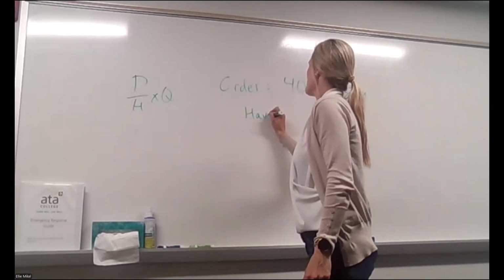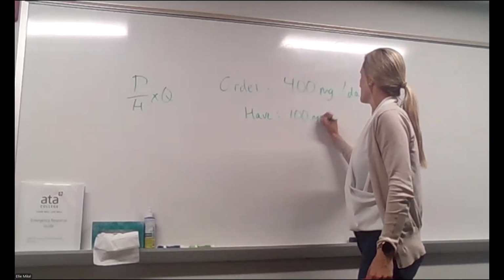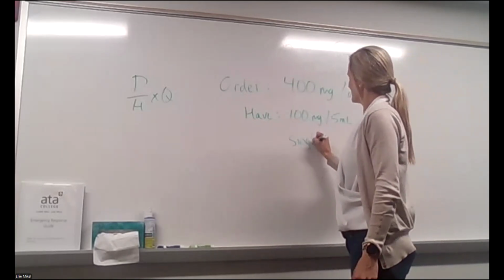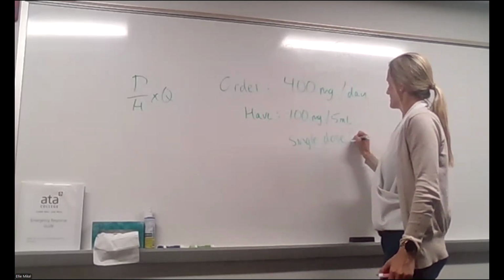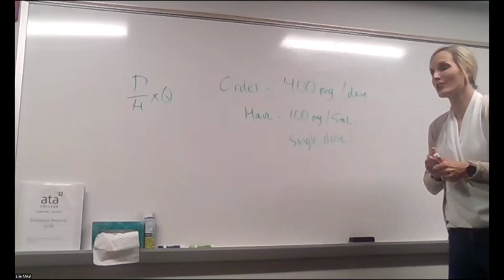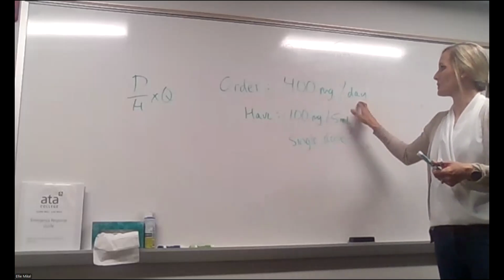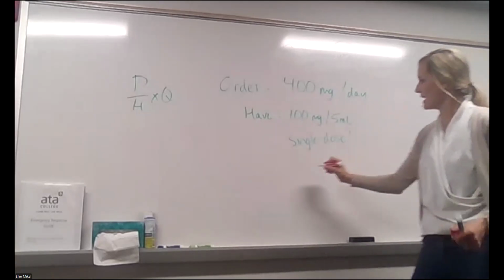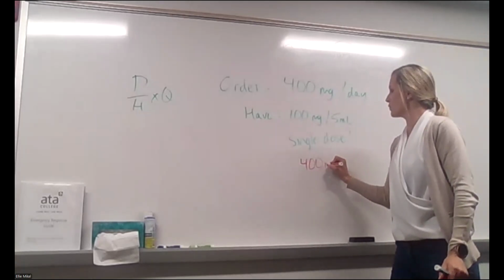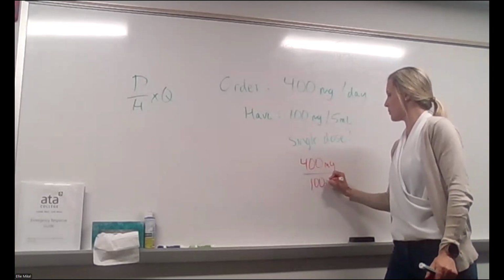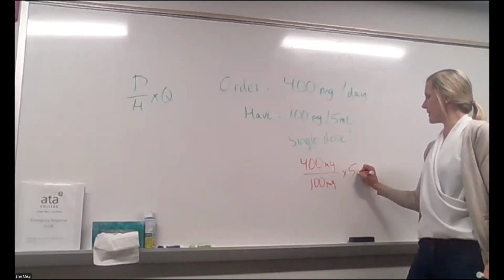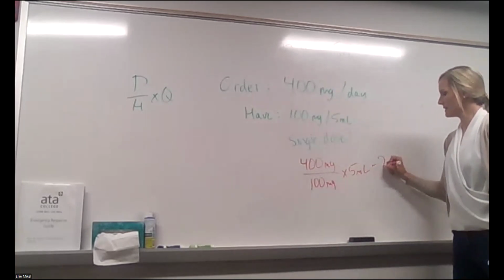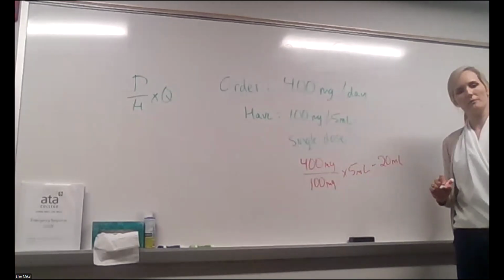And then same thing, we have a medication that is 100 milligrams per 5 milliliters. And then it asks for the single dose. So again, the idea here is to remember that the order dose was told as the daily, that it's 400 milligrams per day. So when I calculate this out in the D over H times Q formula, 400 milligrams divided by 100 milligrams per 5 milliliters. So there's D, H, and Q. That's where that came from. Again, I still get 20 milliliters, right?